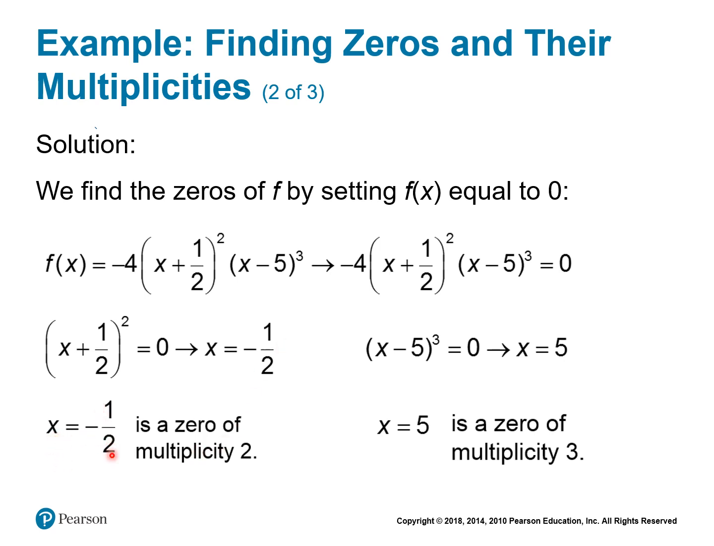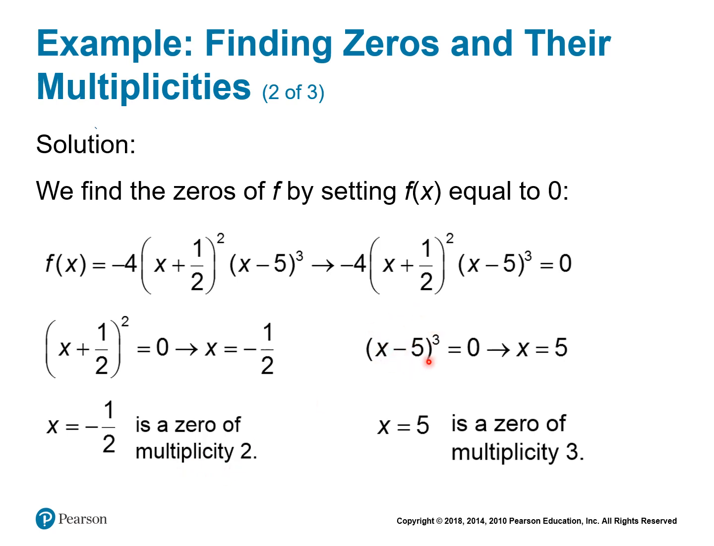X equals negative half is a 0 of multiplicity 2, because just like we did in the previous slide, this is the same as x plus half times x plus half squared. We would have two factors, x plus half. So when you equate each of those two factors to 0, we will get negative half twice. So that makes it a 0 of multiplicity 2.